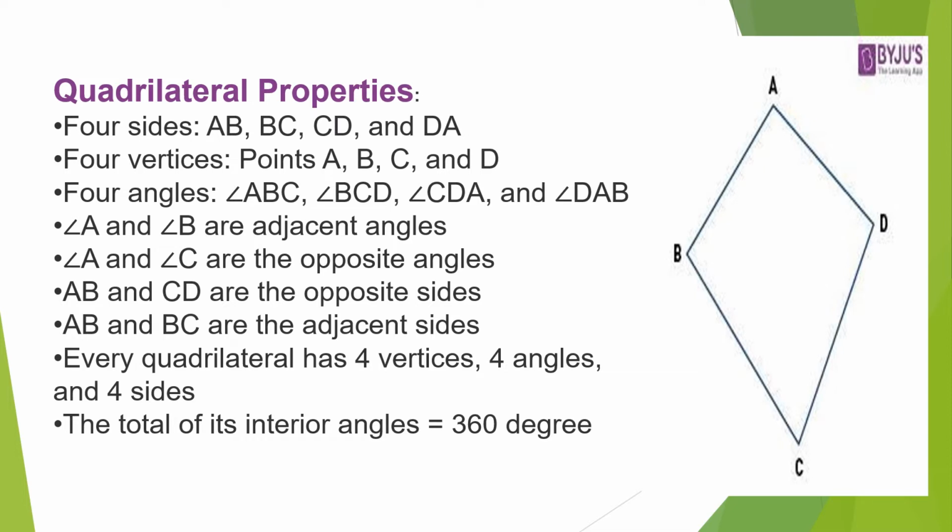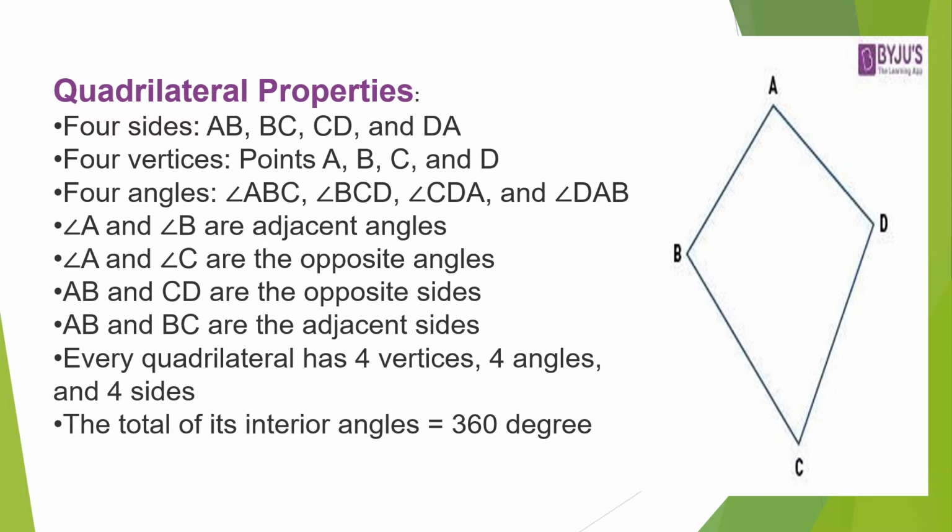Then there are four angles. Angle DAB, angle ABC, angle BCD and angle CDA are the four angles of the quadrilateral.